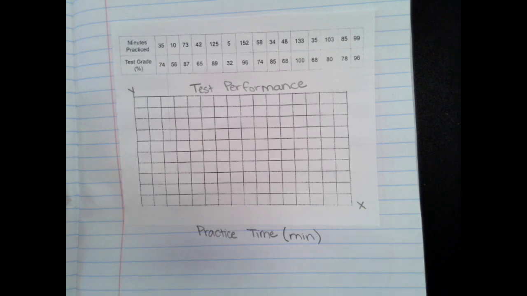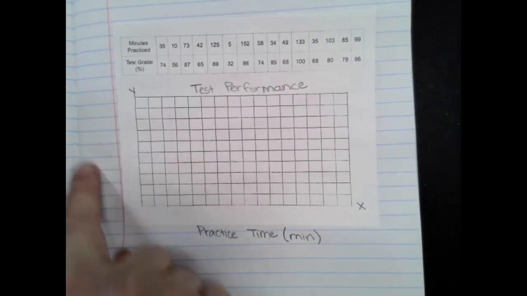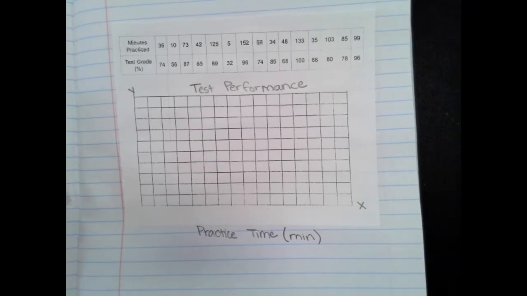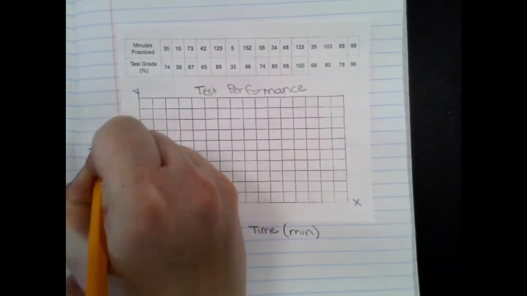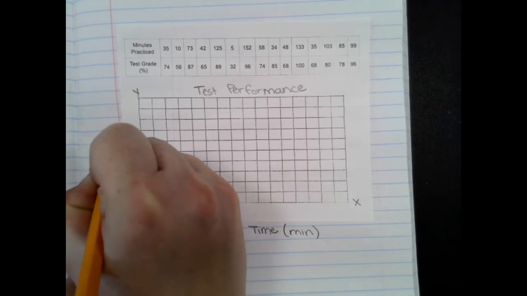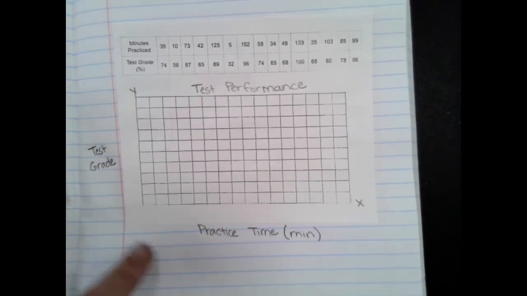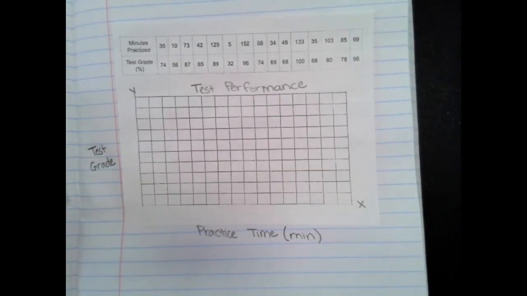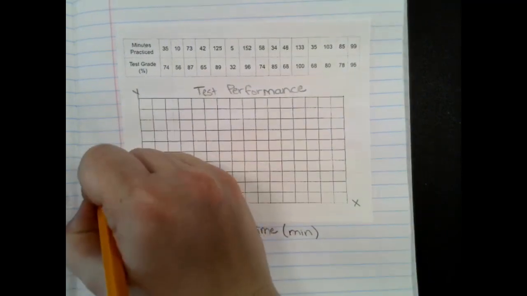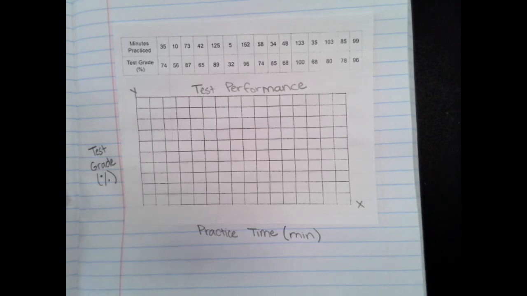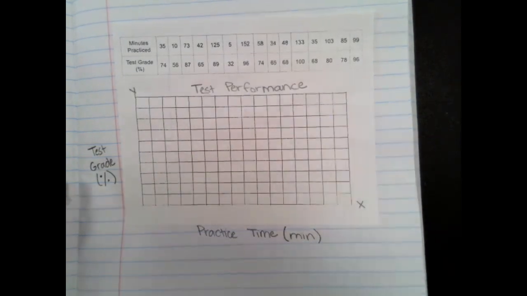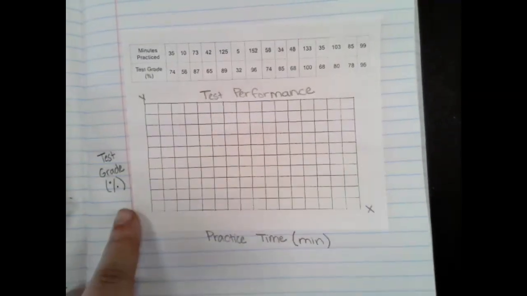And what are we comparing to our practice time? Our test grade. And how are we measuring a test grade? Is it just the score you got? Yep, it's our percent. So this test could have been out of 20 points. It could have been out of 75 points. It could have been out of 100 points. But we're going to measure it based on your percent.